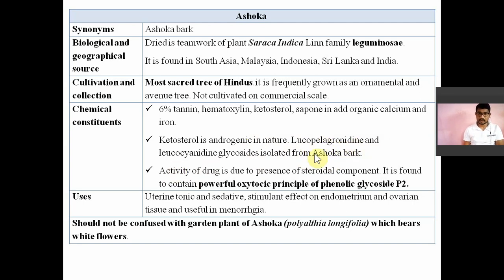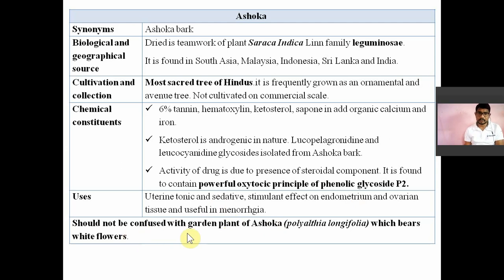Glycoside often formed. The action of the drug is due to the presence of a steroidal component. It contains a powerful oxytocic principle, androgenic also, and oxytocic. Oxytocic means it will increase uterine contraction. Uses: uterine tonic, sedative, stimulant effect on endometrium and ovarian tissue, menorrhagia.